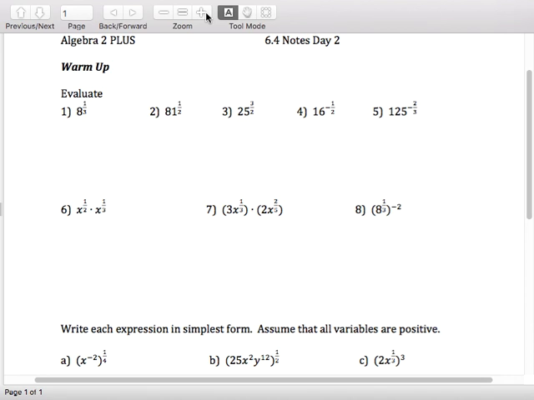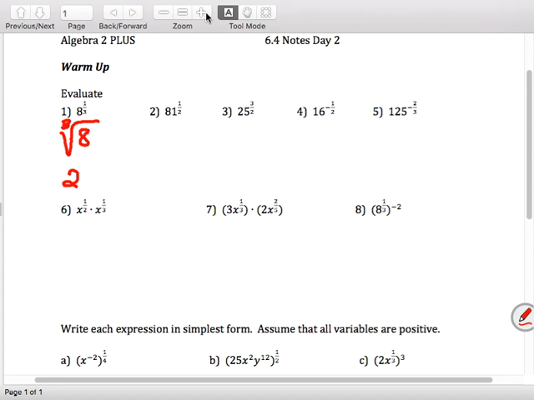All right, again, these first 8 are reviews. So I'm going to start with number 1. If I have 8 to the 1/3 power, that means the cube root of 8. And I love what I see with your powers charts there. So the cube root of 8 is 2.